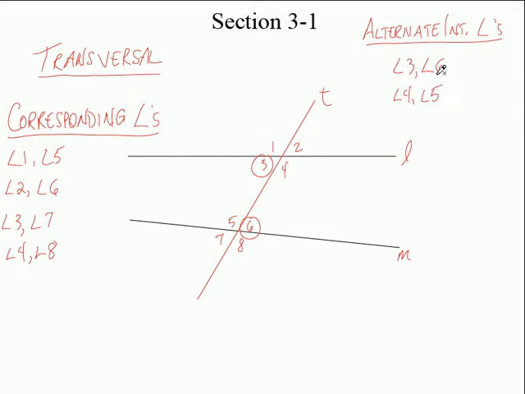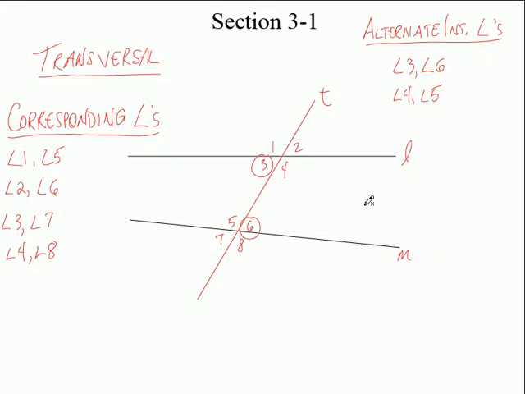Okay? Does that make sense? They're alternate interior angles. So some of the stuff they're going to do on the homework, they're going to give you a picture, they're going to say, tell me the alternate interior angles. And you got to list the pairs. Remember, they're broken up as pairs. You don't just say 3, 6, 4, 5. You say 3 and 6 and 4 and 5. You got it? Okay, so those are your alternate interior angles.